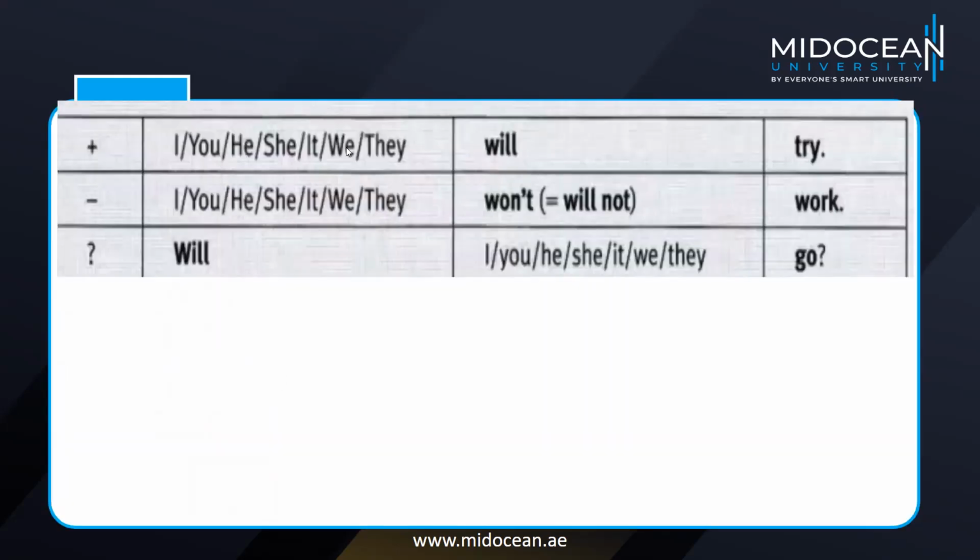The future is formed with will plus the base verb: I will travel, I will eat, I will go, and so on. The negative is will not: I will not eat, I will not go. Will not is shortened to won't, W-O-N apostrophe T. The question starts with will, then the subject, then the base verb. So: Will you go? Will you travel? Will you leave? Okay, and so on.